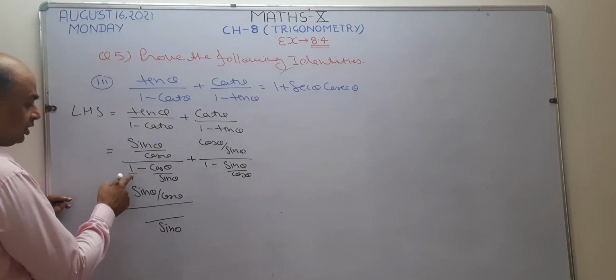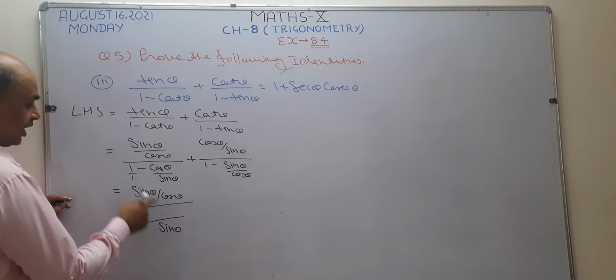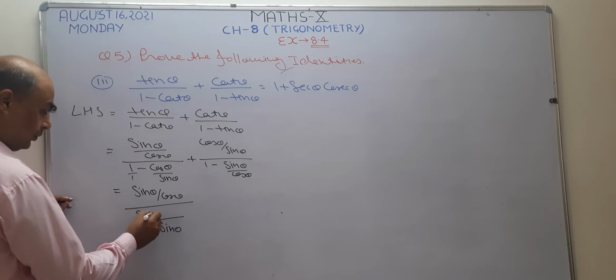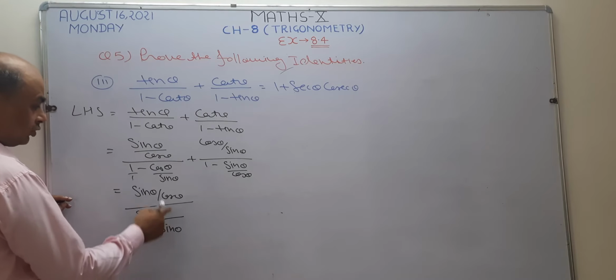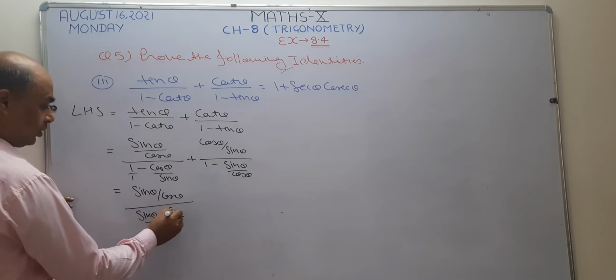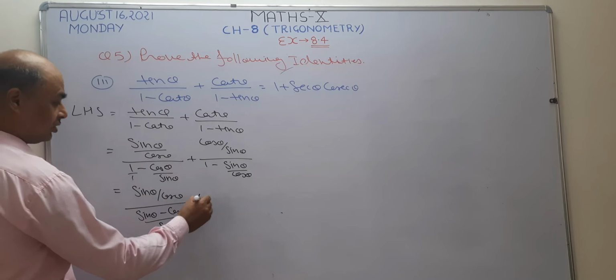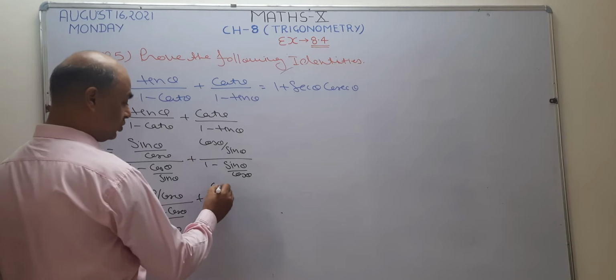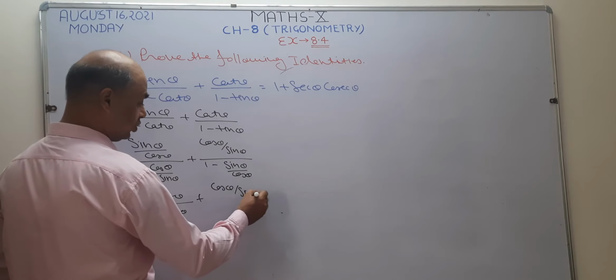1 is there, it means this number is going to multiply by sin theta. So sin into 1 becomes sin theta. Now minus sin is there, sin is going to cancel with sin. What is left? Cos theta. Plus sin is there, numerator part is going to remain same. Cos theta by sin theta, no change.